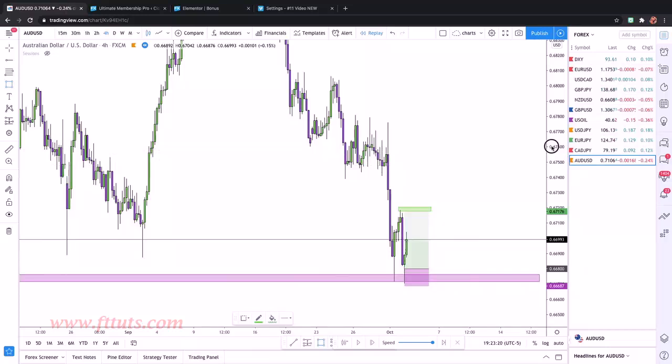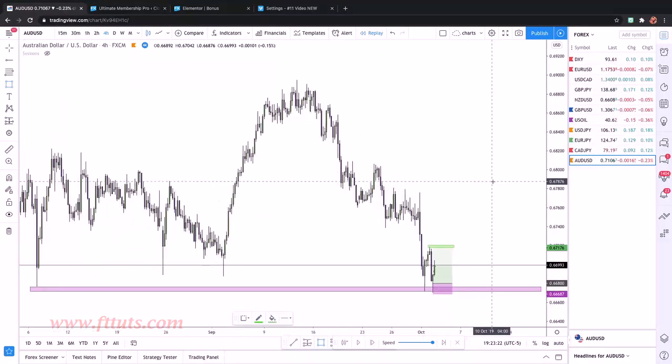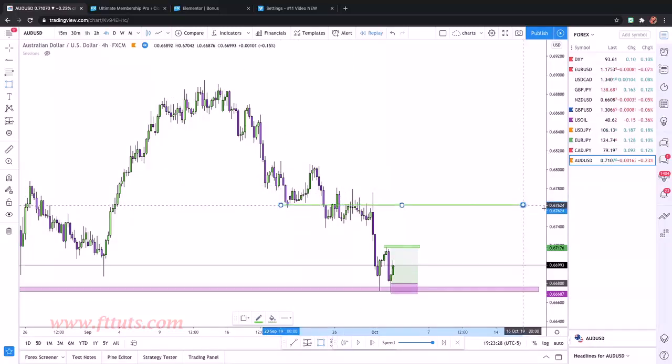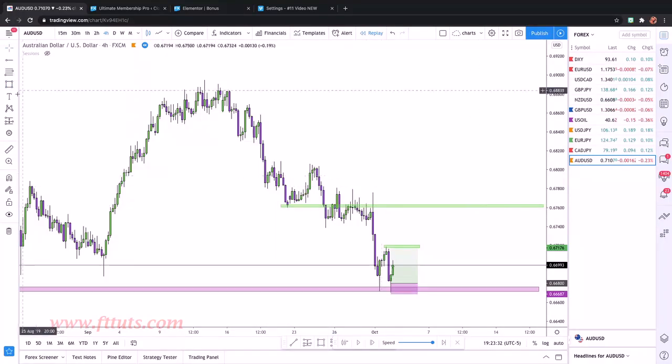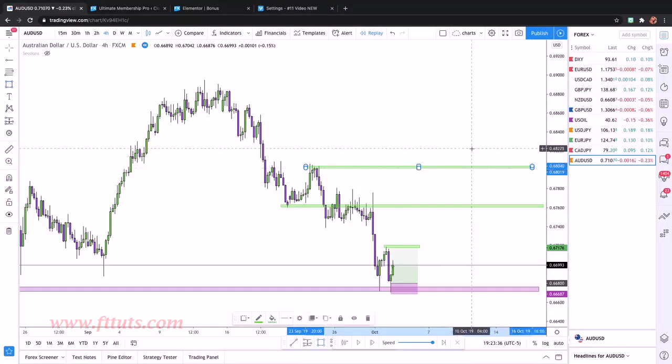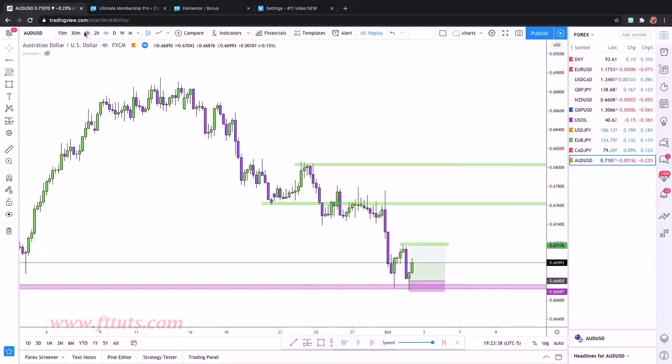Let me just back this up a bit. Next structure will be around here. Around this area right here. Okay, and then the next one will be here. Okay, so let's just see how it plays out.